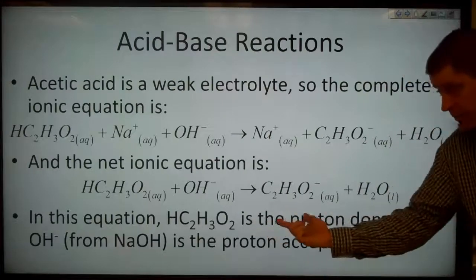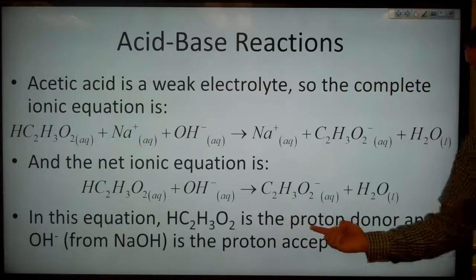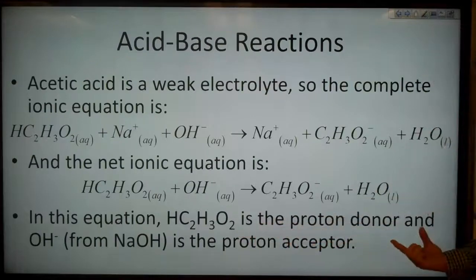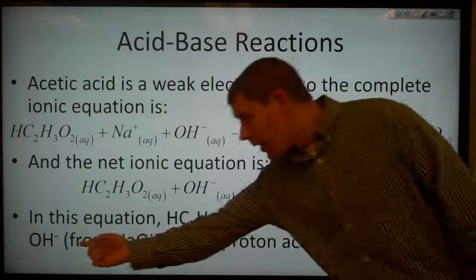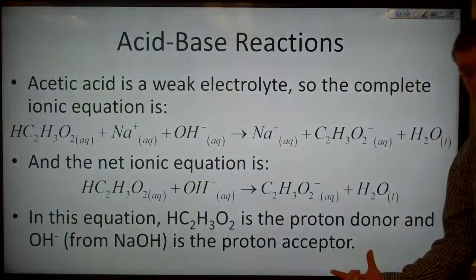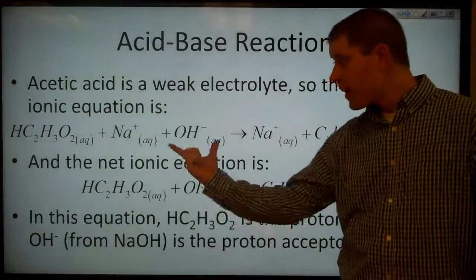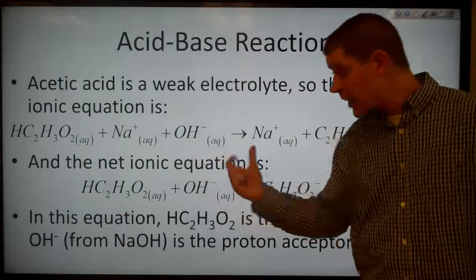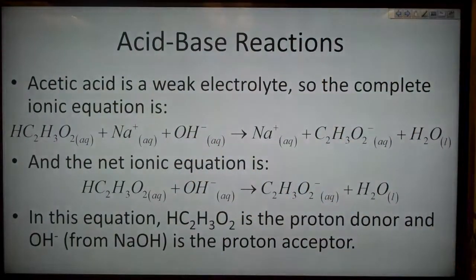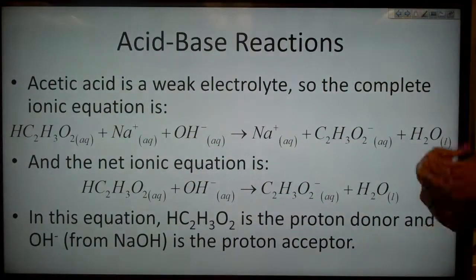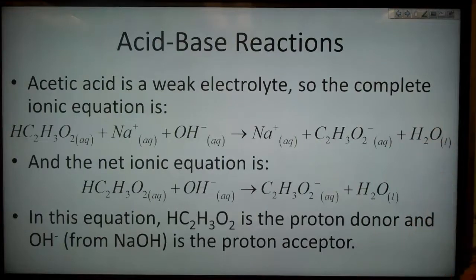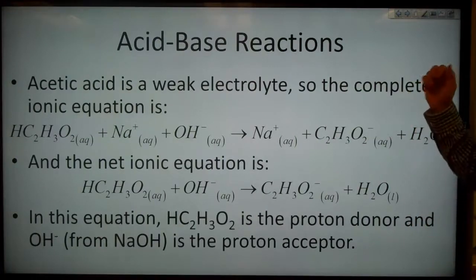And so again, in this equation, the acetic acid is our proton donor, and now hydroxide is our proton acceptor. So the hydroxide is our proton acceptor, whereas on the last slide, it was the sodium hydroxide. But that hydroxide is still coming from the sodium hydroxide, so the sodium hydroxide is still our Brønsted-Lowry base.